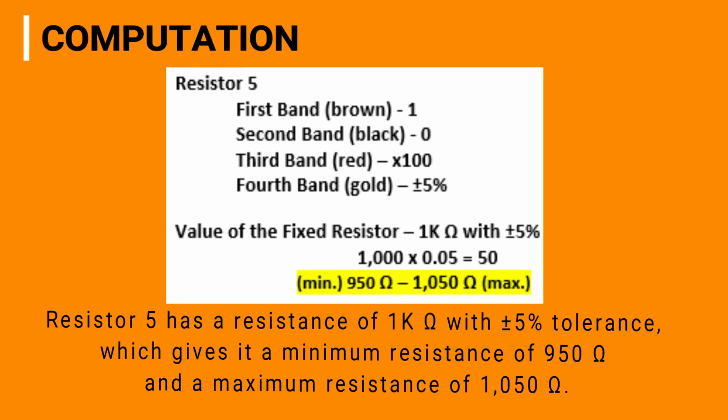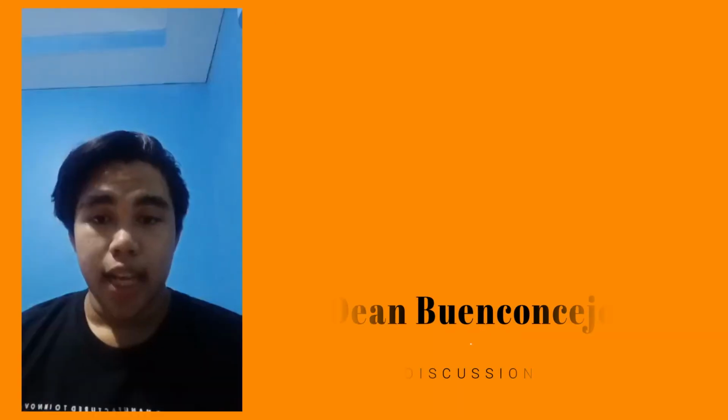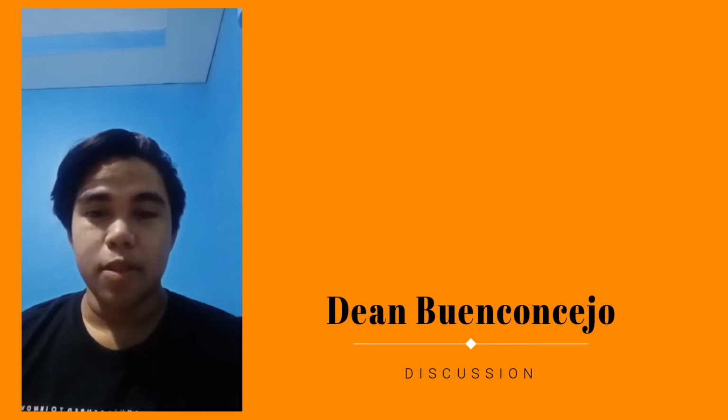Resistor 5 has a resistance of 1,000 ohm with 5% tolerance, which gives it a minimum resistance of 950 ohm and a maximum resistance of 1,050 ohm. I'm Dean Brain Conseo of the Einstein Lab Group 40, and I will present to you our discussion.